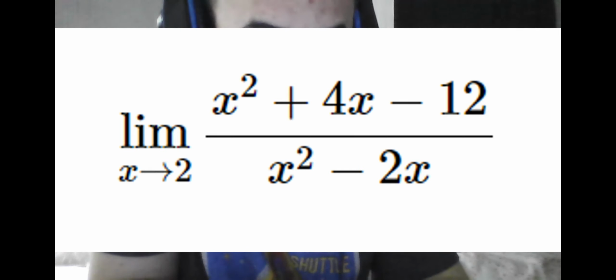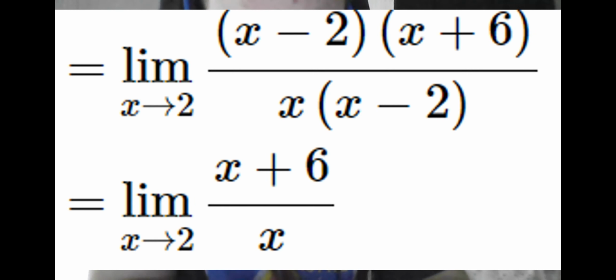We can see, however, if we factor both the numerator and denominator, they have a common factor of x minus 2, so we can cancel them out, and we get (x plus 6) over x for our simplified answer. And now, when we plug in 2 to this fraction, we get 2 plus 6 is 8 over 2 equals 4, so the limit is 4 from this computation.